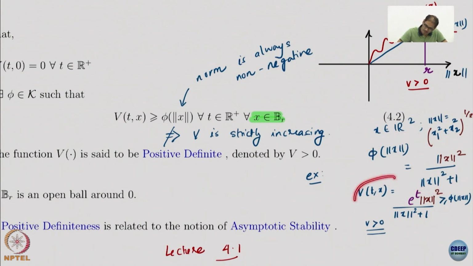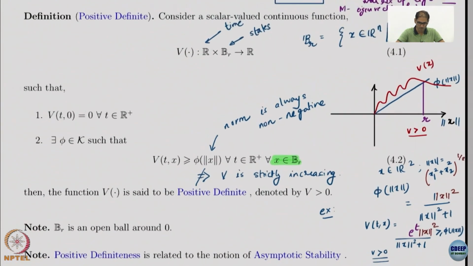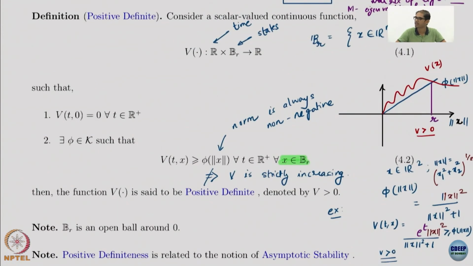So if my V of t, x is something like this, then this is going to dominate phi of norm x for all t in R plus. For all t in R plus, this is going to dominate this guy. So this V is a positive definite function. Notice how different it is from your linear system positive definite function. The characterization is rather different. I hope that's clear.